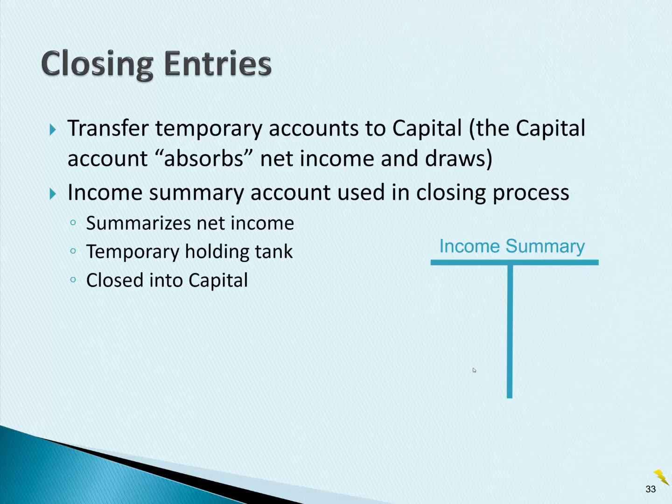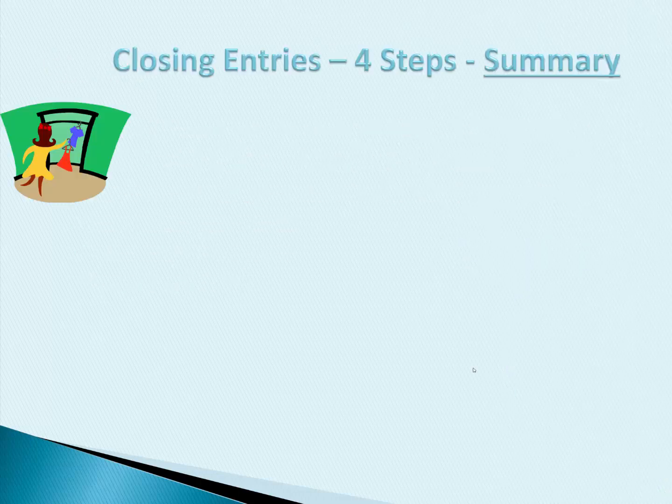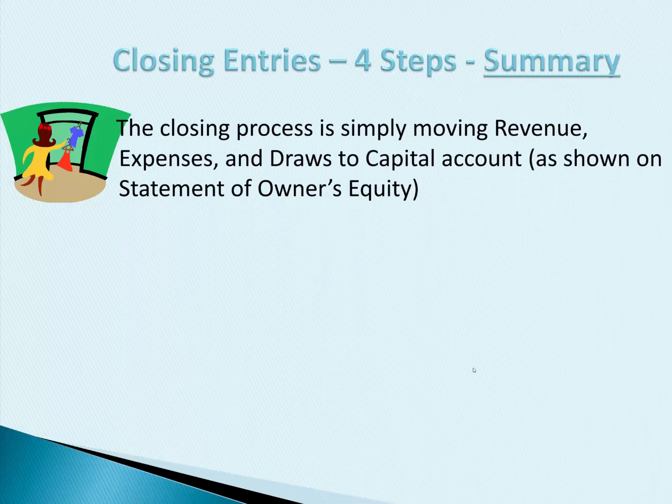So let's look at the 4 steps in order. Again, we're simply moving revenue, expenses, and draws to the capital account as shown on the statement of owner's equity. So here are the steps.